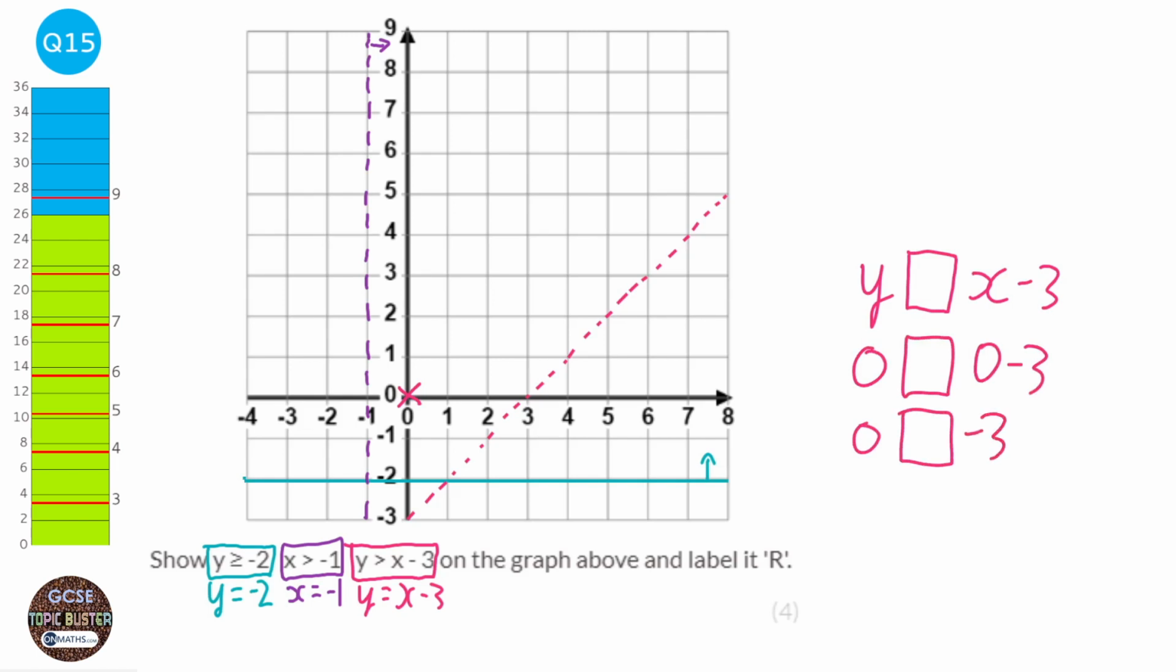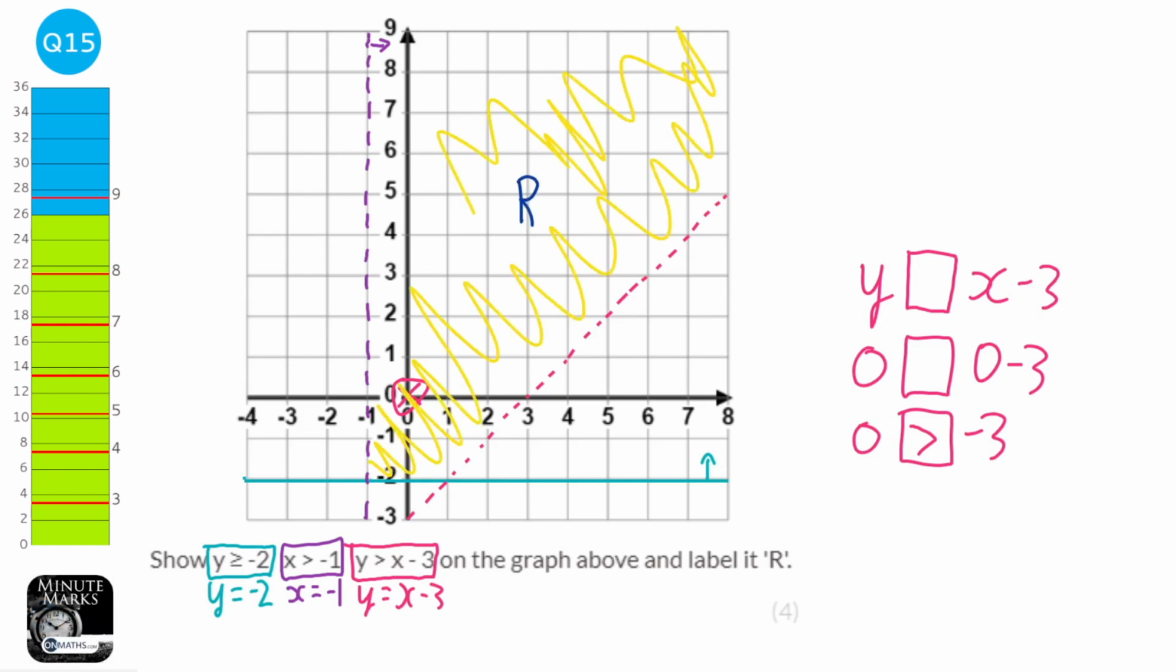So what is 0 compared to minus 3? Well, 0 is greater than minus 3. And therefore, this coordinate is on the correct side, because if we look, we've got y is greater than x minus 3 is our region that we're looking for. So we're looking for that, that's good. And so our region will be anywhere in this bit here.